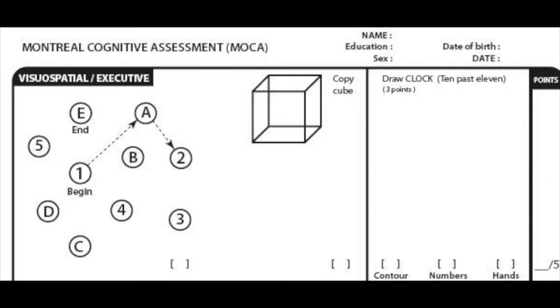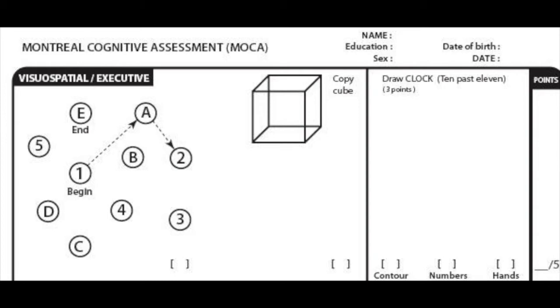Item 3. Visio-constructional skills, the clock. The examiner indicates the space on the right and asks the client to draw a clock, putting in all the numbers and set the time to 10 past 11. 1 point is allocated for each of the following 3 criteria. Contour. The clock face must be a circle with only minor distortions.